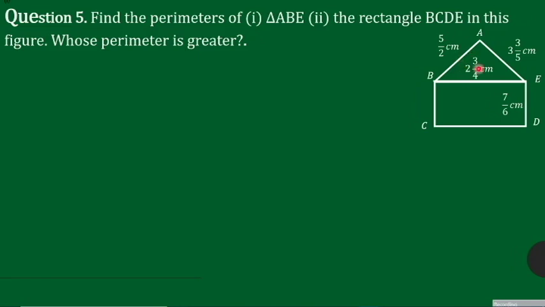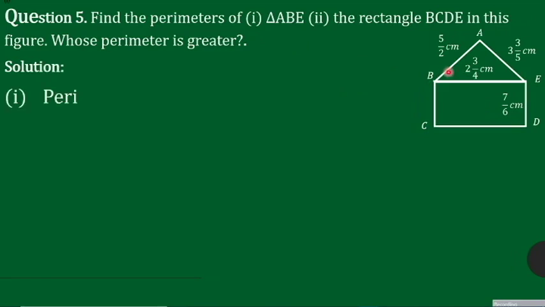It means to calculate the perimeter of this triangle, you need to add AB, BE and EA. All three sides you need to add here. Similarly, to find the perimeter of a rectangle, you need to add all four sides.